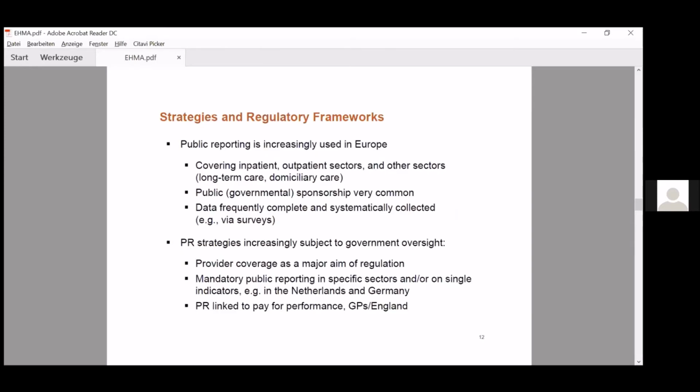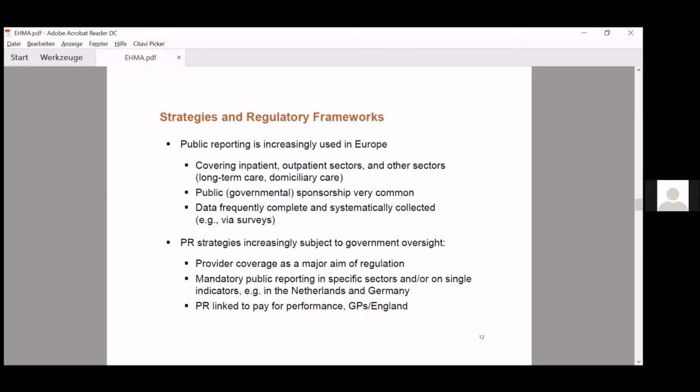So overall, what we see in Europe is that public reporting is increasingly used. It's covering more and more sectors, including the long-term care sector, for example. We see that public or governmental sponsorship is very common. But of course, as I will explain later in more detail, there's a difference between hospital care and physician providers. The data that is used, if the government is monitoring the system, is frequently quite complete and systematically collected as well. And it's increasingly collected via surveys. So very systematically.